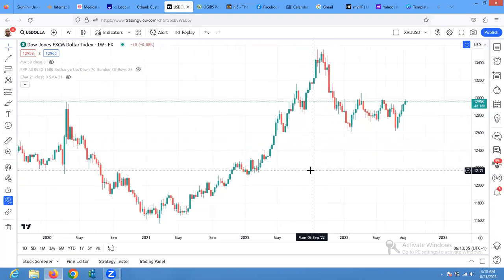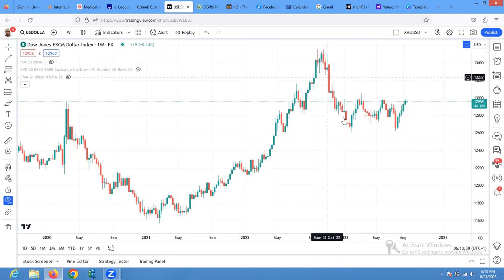This is the US dollar index. So we're going to look at the US dollar index, DXY, and we're going to look at the longer time frame of euro dollar too. So those three should give us a clear perspective of the direction and what we are seeing at the moment.